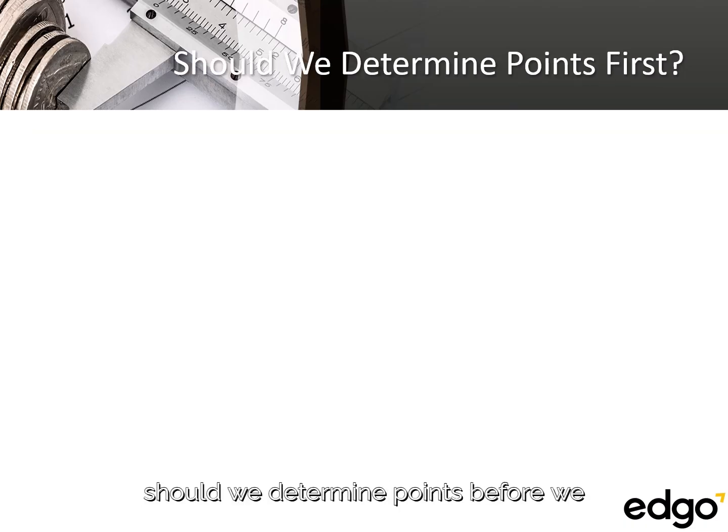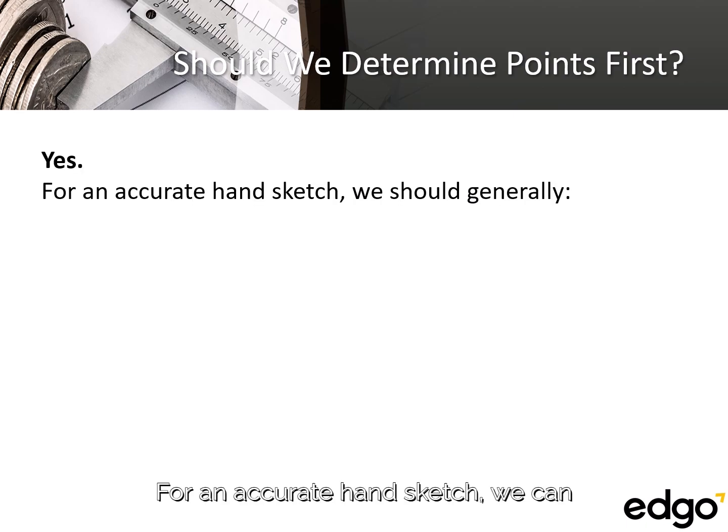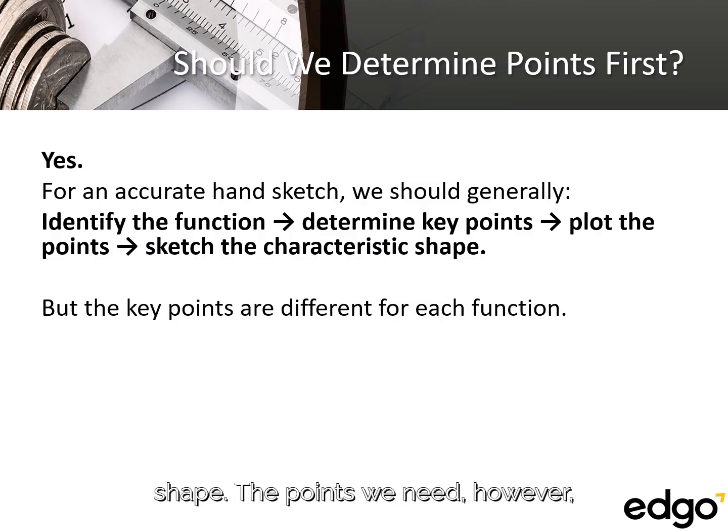So, should we determine points before we start drawing? Yes. For an accurate hand sketch, we can follow a simple idea. First, identify the function. Then determine useful points. Plot those points. And finally, sketch the characteristic shape. The points we need, however, depend on the type of function.